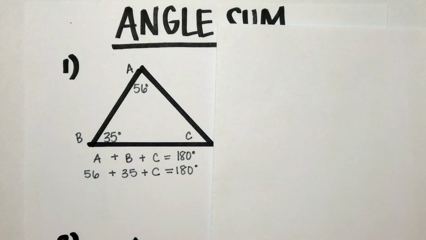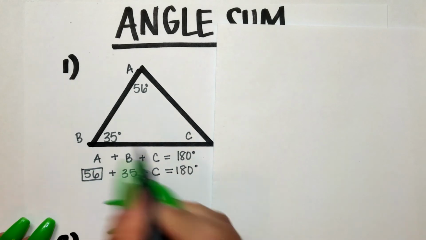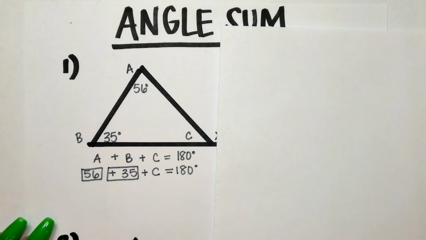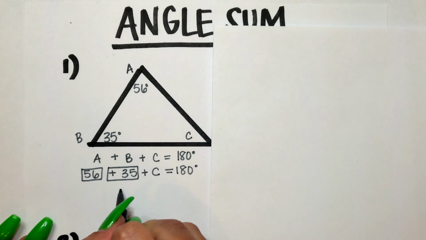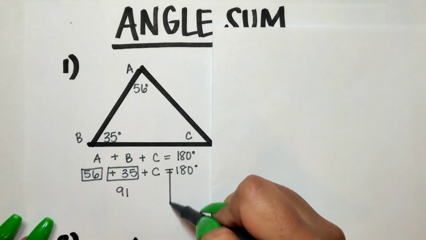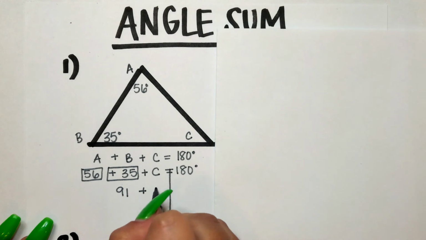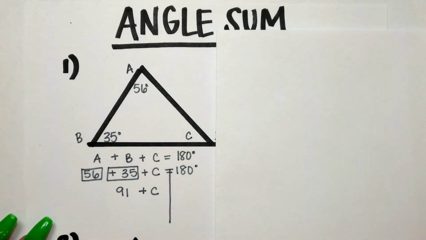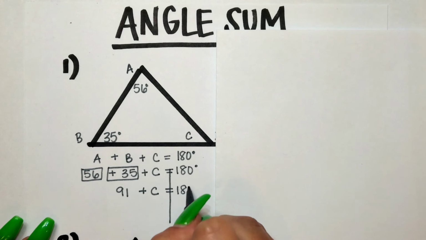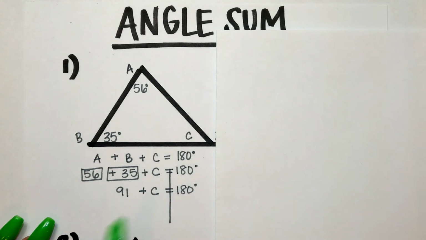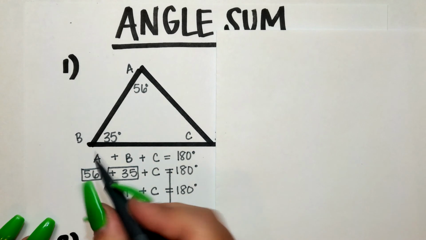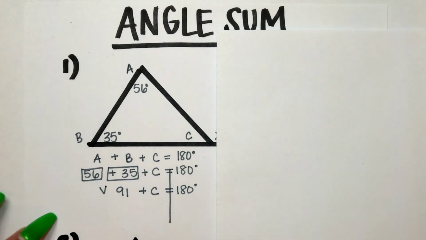So now I'm going to combine like terms. So I'm going to combine 56 and 35 because they are both numbers that do not have a variable. So when I add them, I'm going to get 91. And then I'm going to bring down the plus C since I do not have another variable to combine it with. Then I have equals 180. So since I only have a variable on this side, this is going to be my variable side. And this side is going to be my number side.